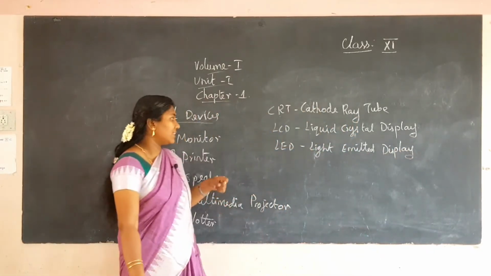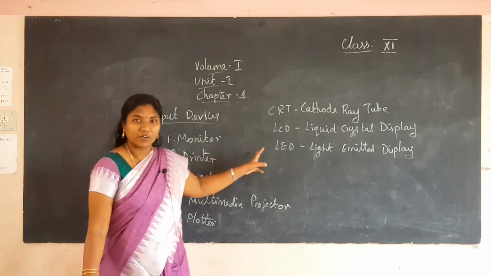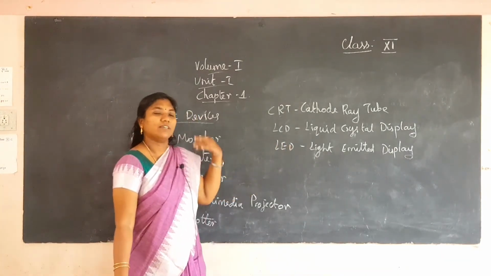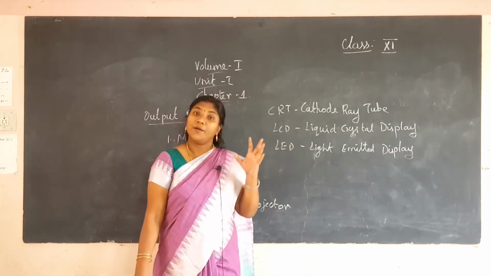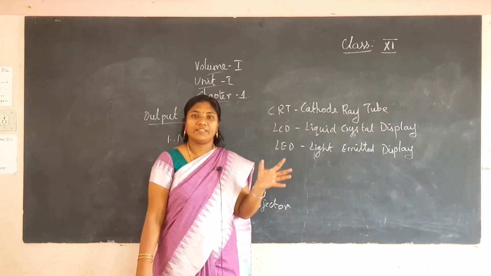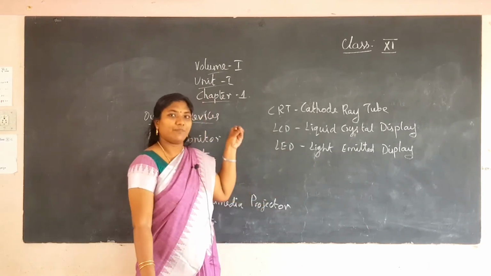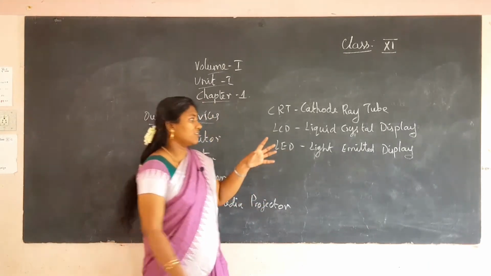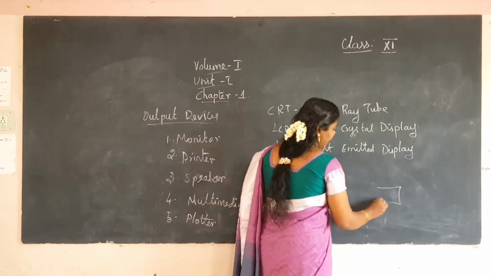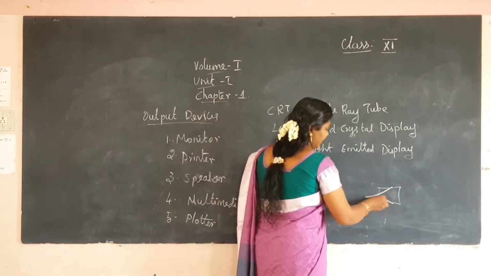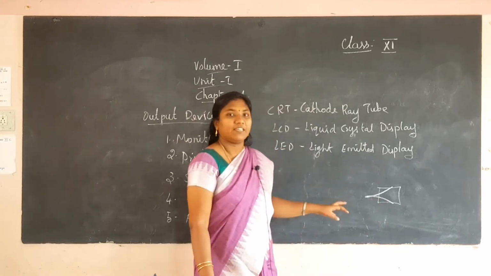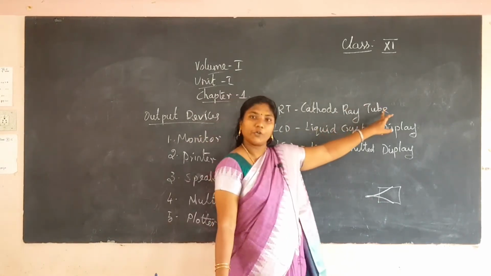Okay. So these are all the three types of monitors. Cathode ray tube is the earlier version, which is in the previous types of TVs you might have seen. There will be a projection beyond the screen, at the back side of the monitor. That is the cathode ray tube monitor.